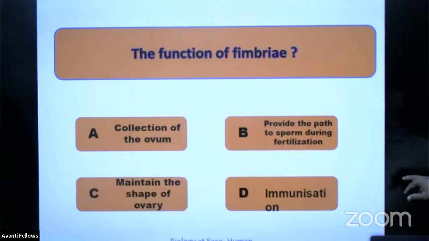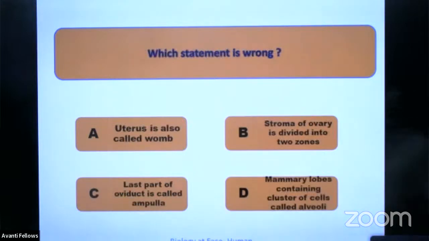Then we will move to the next question, question number 16. Which statement is wrong? Uterus is also called womb. It is a correct statement. Second, stroma of the ovary is divided into two zones. This statement is also correct, because stroma is a unique type of connective tissue, richly supplied with blood vessels and having two zones. One zone is the medulla, the inner part, and the other is the cortex, the outer part.